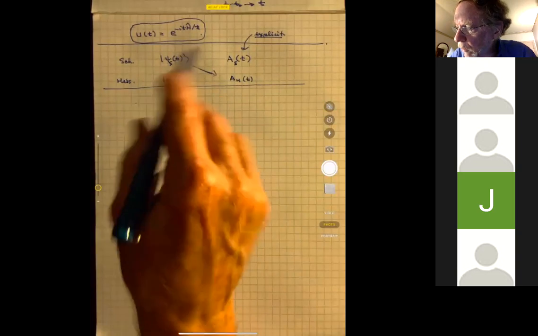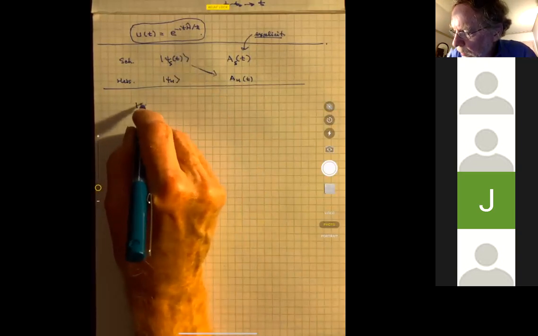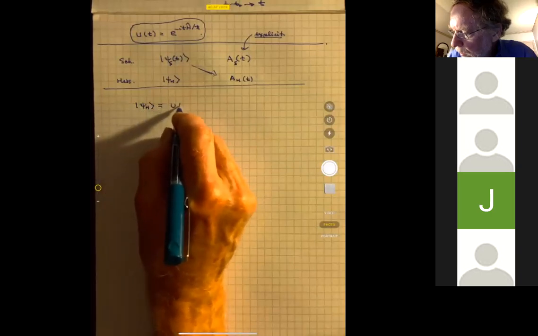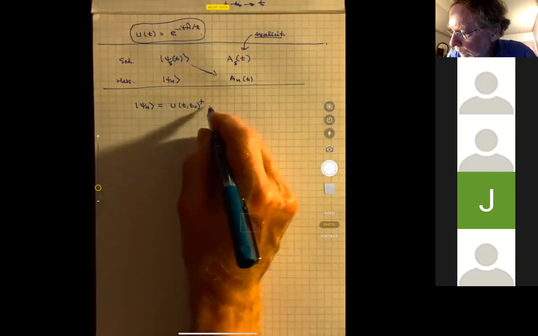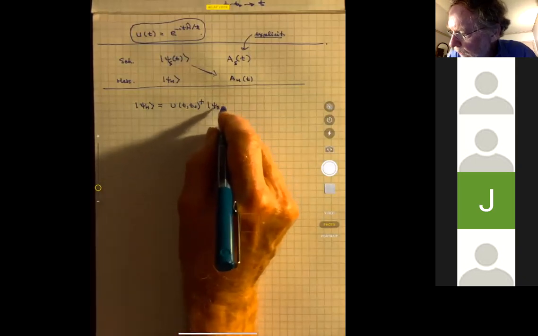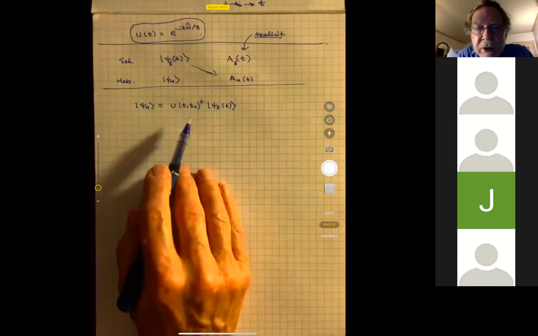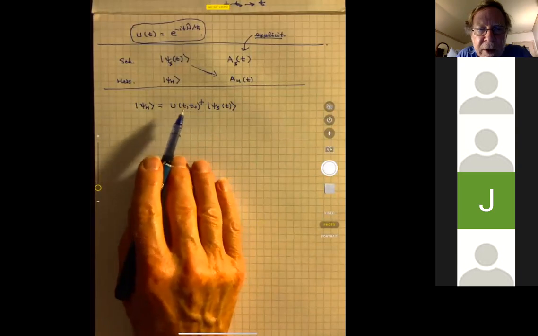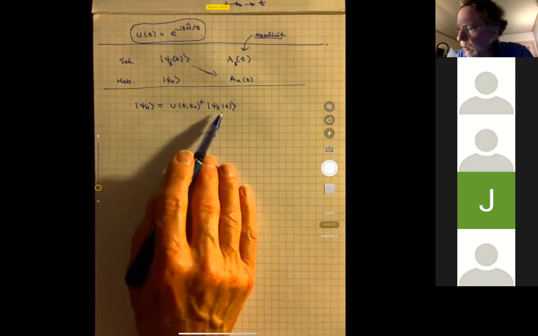So that's the general overview of the two pictures. In detail, it works like this: the Heisenberg state vector psi_H is given by the unitary time evolution operator U(t, t0) dagger applied to the Schrödinger state vector psi_S(t), like so. Now this U operator without the dagger moves the Schrödinger vector forward in time from t0 to t. So with the dagger, it reverses it, moving us from t back to t0.